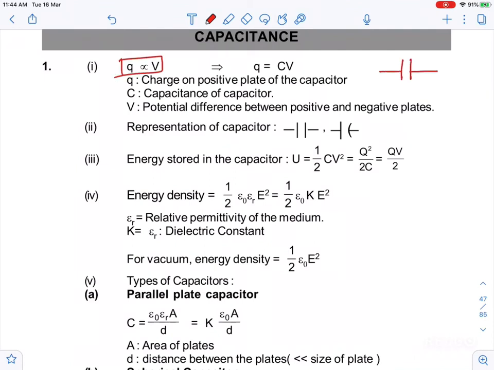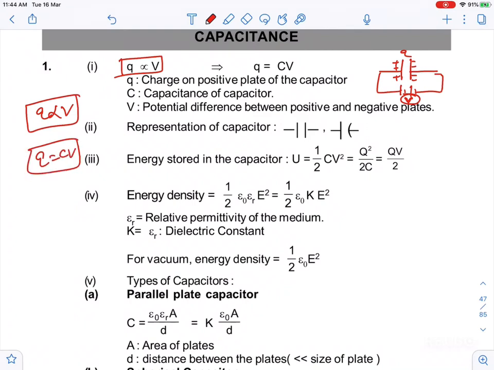You know how much charge will accumulate. Suppose you have taken two plates kept parallel to each other and applied some potential across them. After some time one plate will be charged positively and the other negatively. How much charge accumulates on the capacitor depends upon the potential difference you apply across it. So Q is proportional to V, so you can write Q is equal to C into V. This proportionality constant is the capacitance.